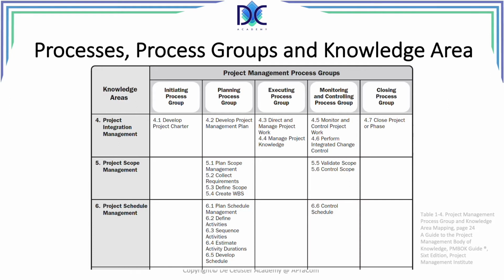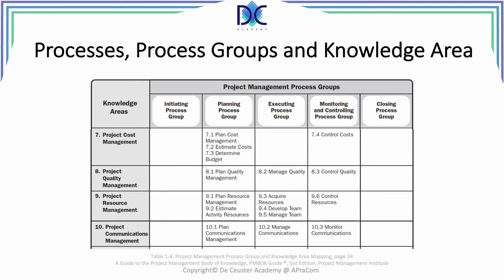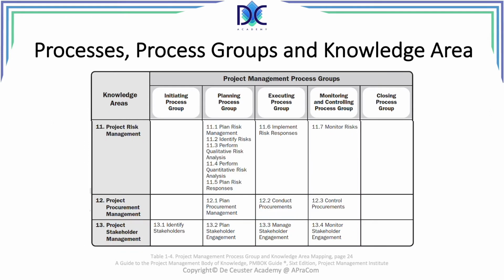So in this table, you can see what work has to be done during which process groups. And basically we can identify very logically how we go through the project step by step. Here we have cost, quality, resource management and communications management. There is nothing in the initiation group here, nothing in the closing group. If you look at the table properly, you will see that the planning process group has processes from all the knowledge areas. And this is the last one.